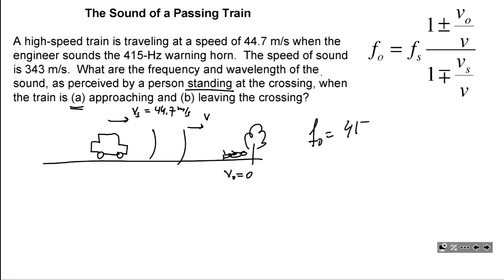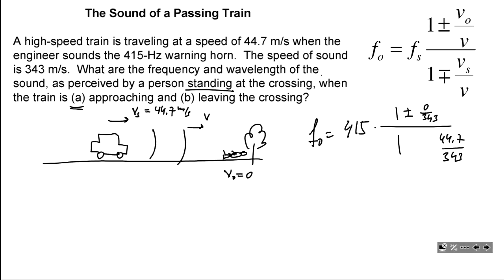This is a known frequency for the stationary case. So this is 1 plus or minus 0 divided by 343. And this is 1, 44.7 divided by 343. And now we have to choose a plus or a minus.